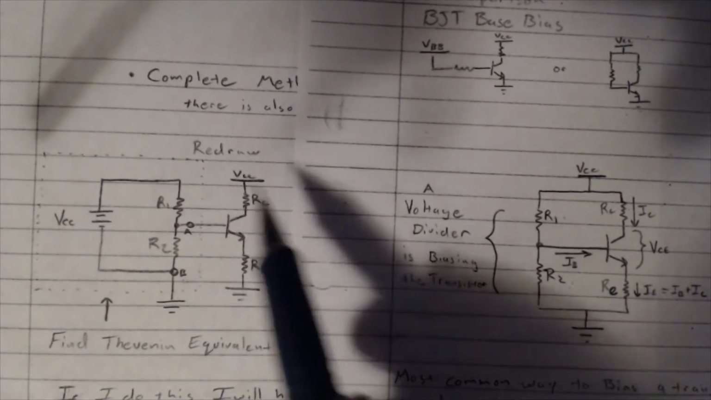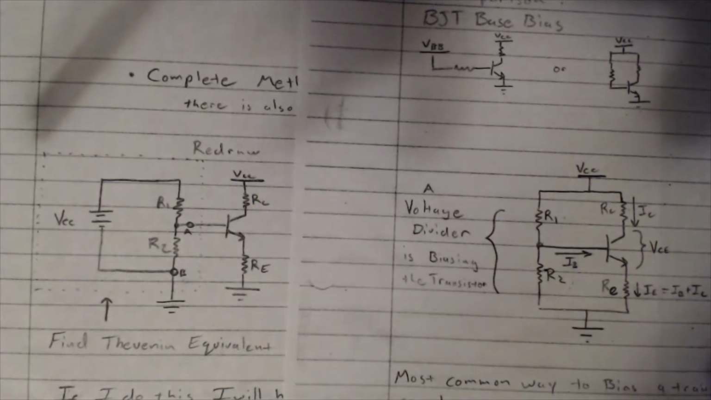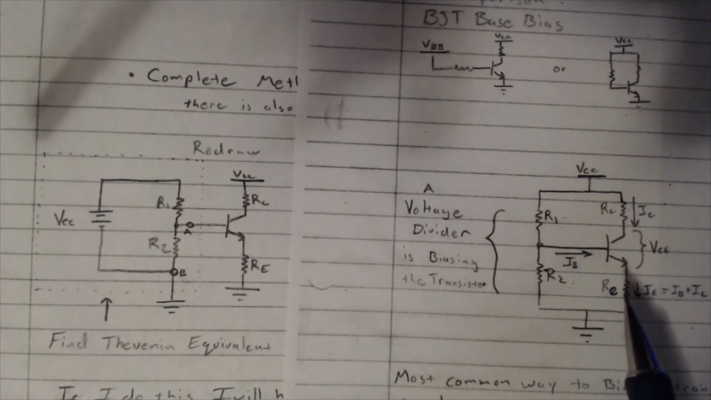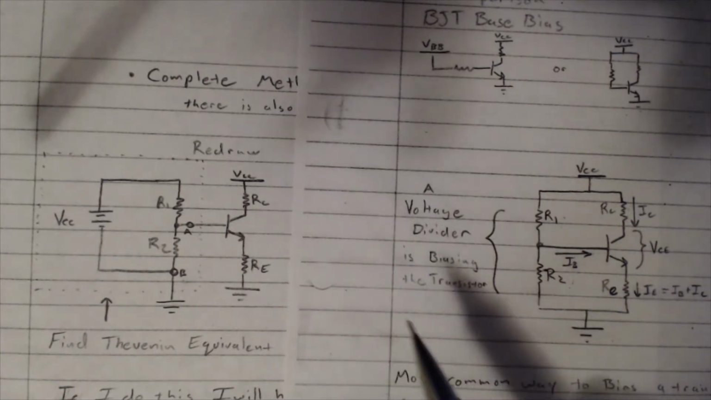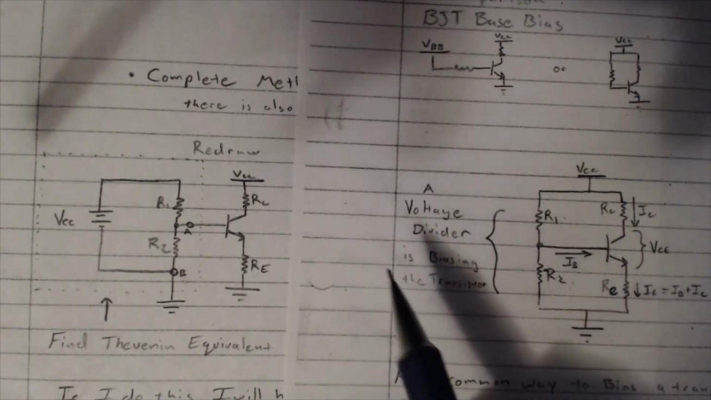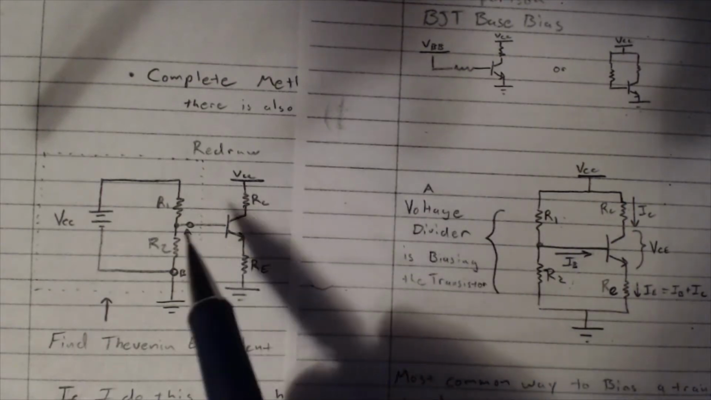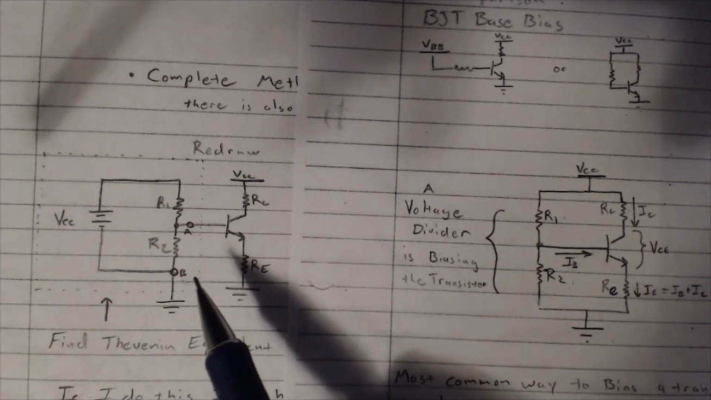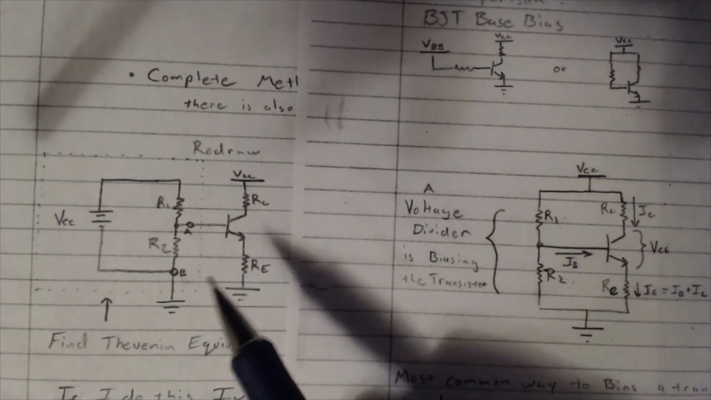But this circuit hasn't changed. It's the exact same as this. The transistor's in the same place. RC is still at the top. RE is still at the bottom. All we've done is redrawn this so that I can make it really clear how we can Thevenize the circuit in order to simplify it.